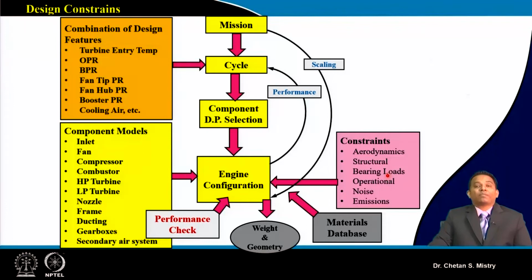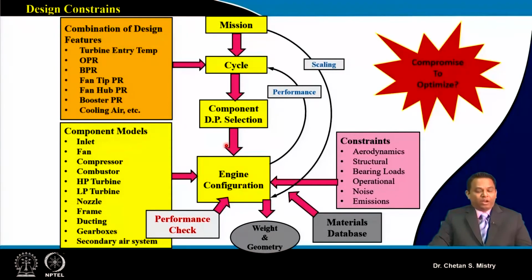Those constraints come from aerodynamics, structure, bearing load, operational requirements, noise and emissions. All this together, in one way or another, places some restrictions on our engine. Now if this is your case, again we need to check the performance, and as and when required, we will modify our parameters, and after changing these parameters, again we will go through the iterations. So it is not straightaway designed, it is more or less an iterative kind of configuration.